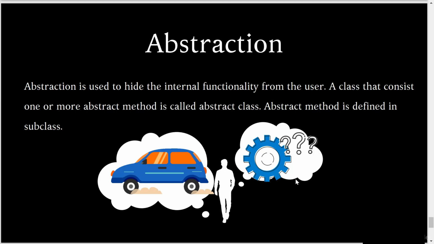A class that consists of one or more abstract methods is called an abstract class. An abstract method does not contain its implementation. It will be defined in the subclass, that is the child class. Python does not provide abstract classes by itself. We need to import the ABC module, which provides a base for defining abstract classes.